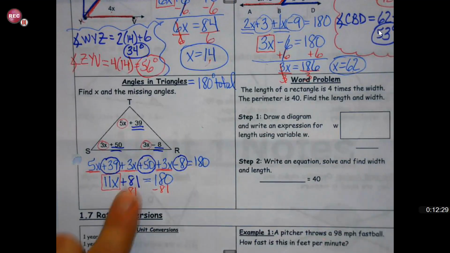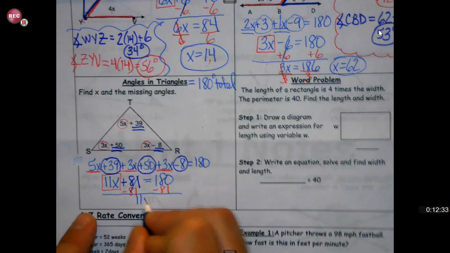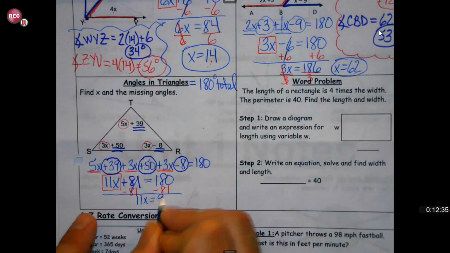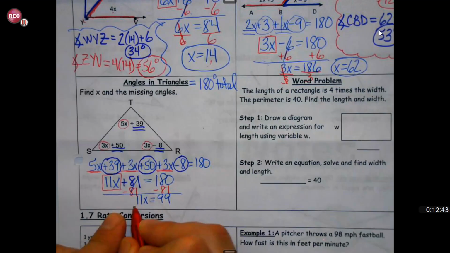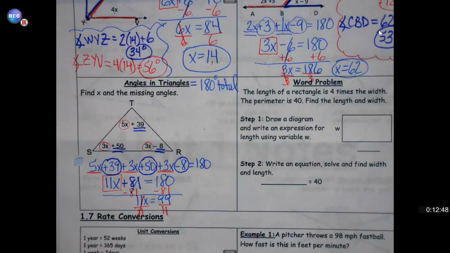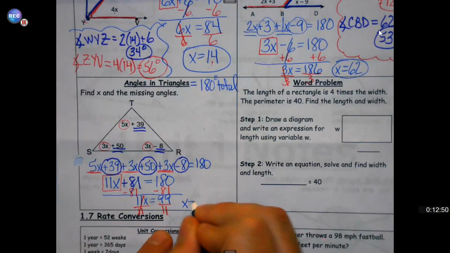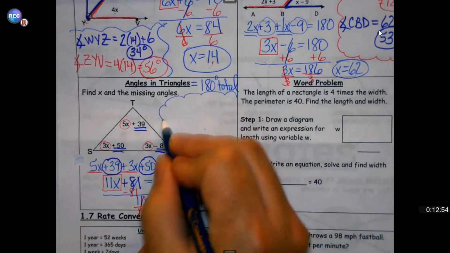So we do the opposite of plus 81. We get that in there. And that last step, as it usually tends to be, is just to divide, because that's the opposite of multiply. And I get my x value.